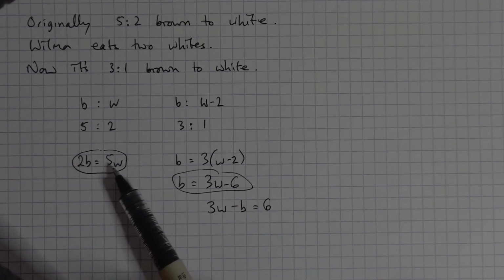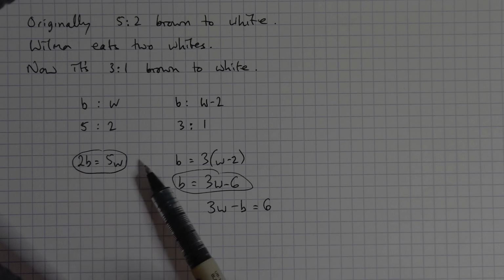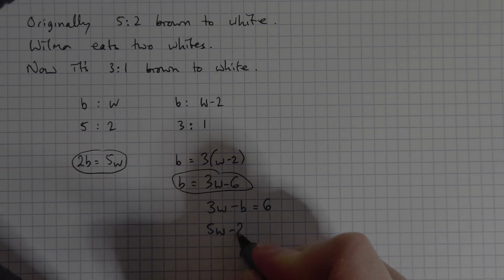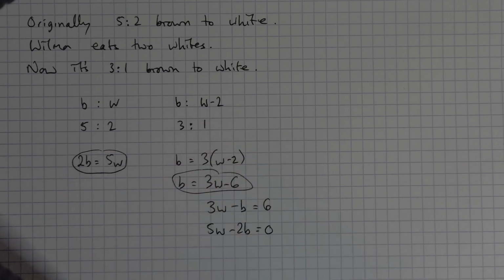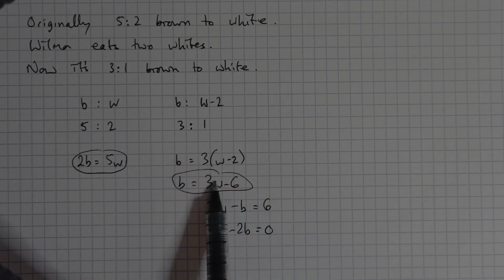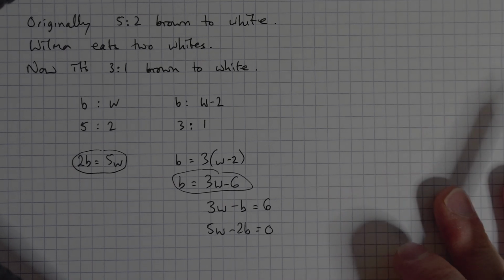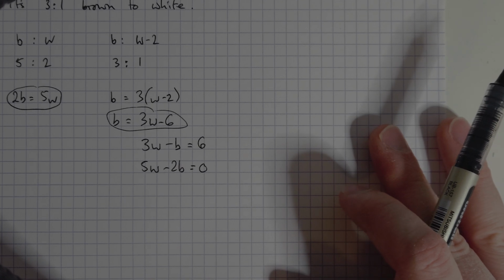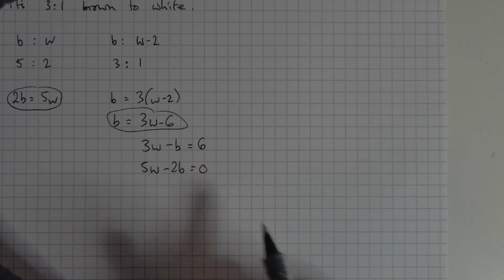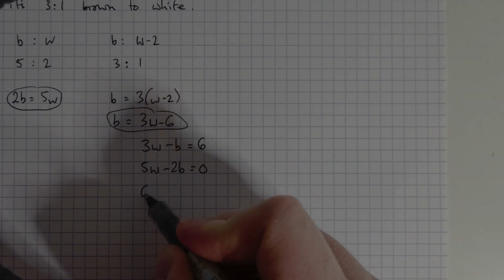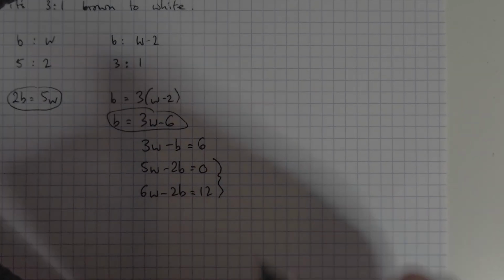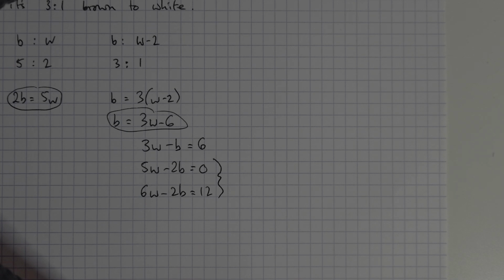This one over here, I could take the 2b away from both sides, and then I'd be left with 0. So 5w take 2b would leave me with absolutely nothing. So I've just rearranged these two simultaneous equations to make them look a bit more like you're used to. I think what I'll do to solve this pair is I will double the top one. If I double the top one, that would give me 6w take 2b is 12, and then I'll use this pair to finally solve them.